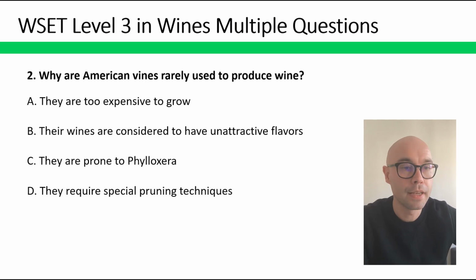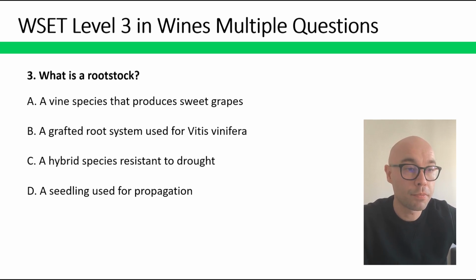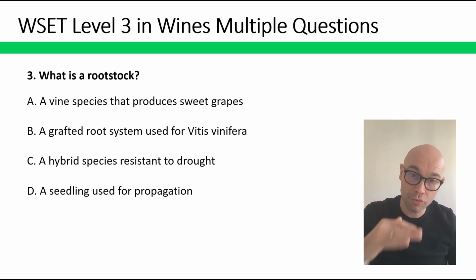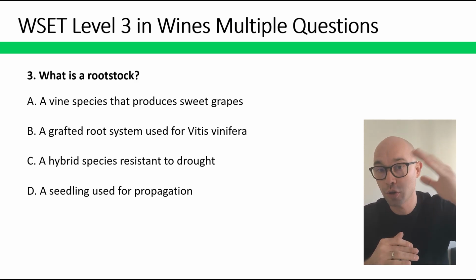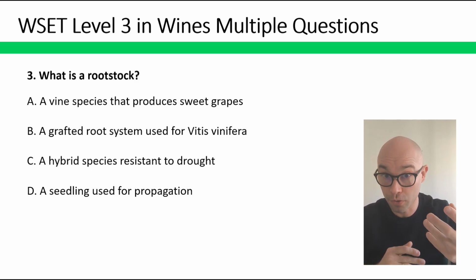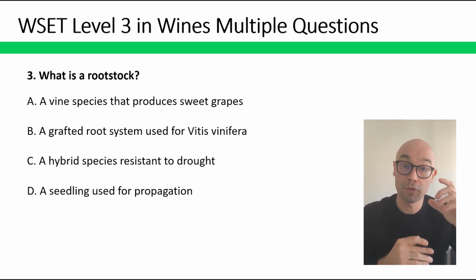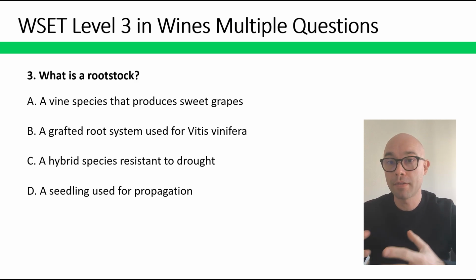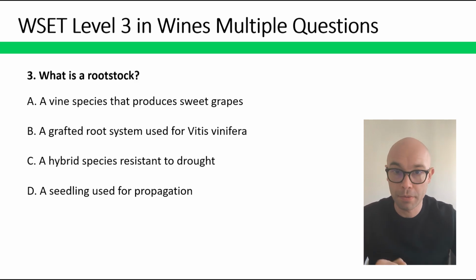You'll see. So what is a rootstock? A vine species that produces sweet wines, a grafted root system used for Vitis vinifera, a hybrid species resistant to drought, a seedling used for propagation. The correct answer is B, a root system used to be grafted onto Vitis vinifera. So a vine as a plant has 2 parts. The bottom part is the root system, which doesn't affect the top part, the fruit. And the top part is the fruit. So the rootstock is the bottom part, which is very important, not for the flavor, but for resistance to, for example, phylloxera.